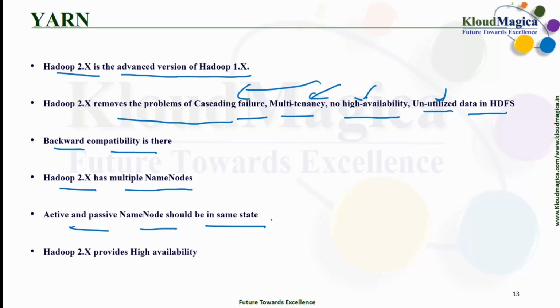The job of the secondary name node did not change. Still, it does the same thing as it did earlier in Hadoop 1.x, and we know very well that the secondary name node is not a standby for the active name node.